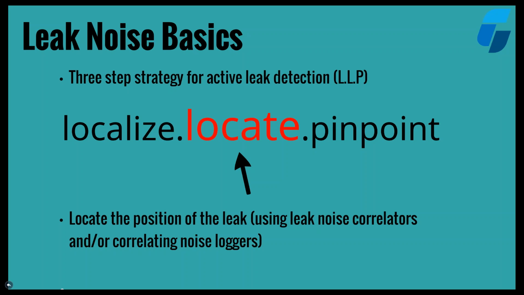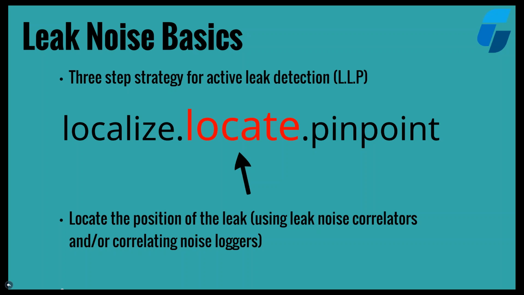And use correlating loggers to then identify where those leaks are in a section of pipe. Typically, 400 to 500 feet between correlators is acceptable, depending on your pipe material. Certain pipes transmit noise better.